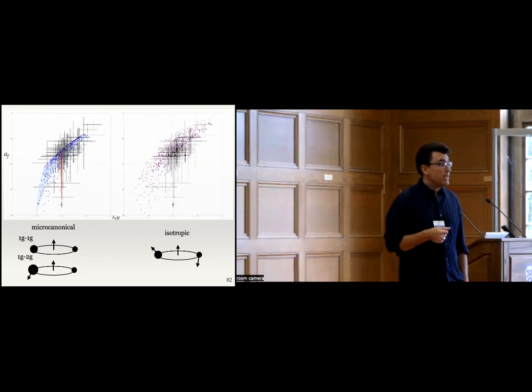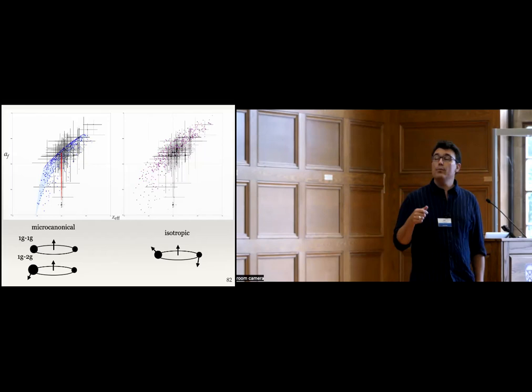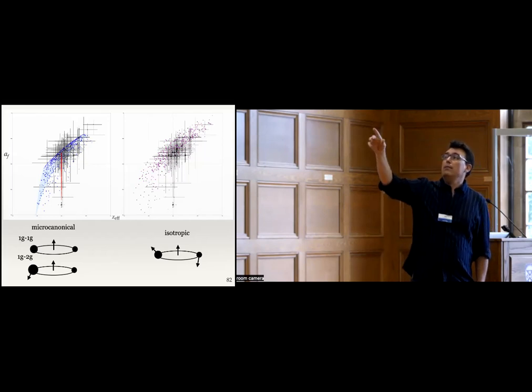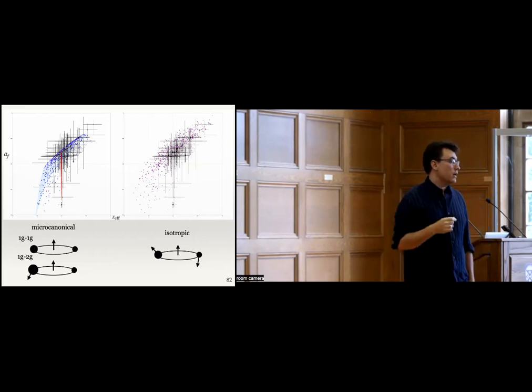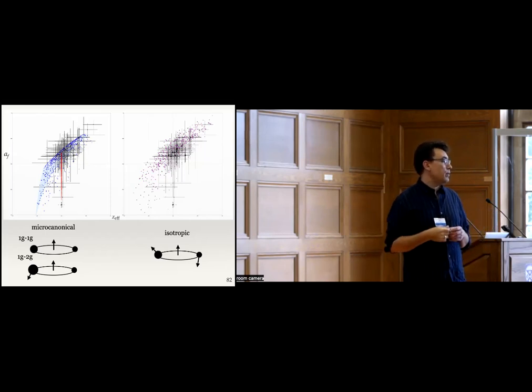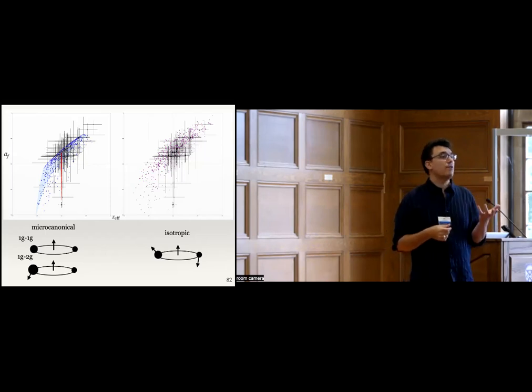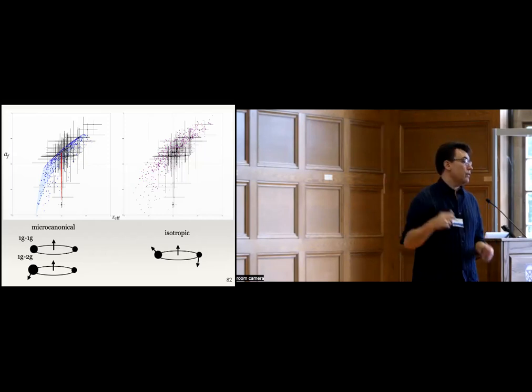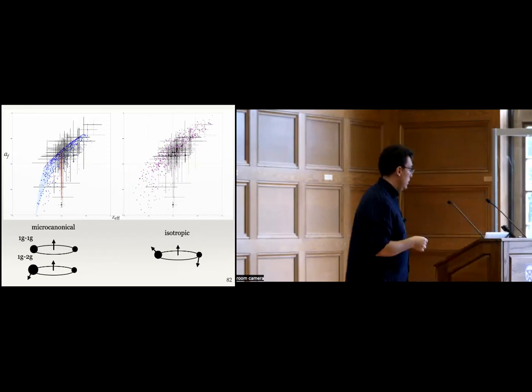Another thing that I should be careful to say is that by no means am I trying to claim that all the LIGO data are microcanonical. The idea is just that some fraction of them may be of primordial origin, and that fraction should be well described by the microcanonical population.